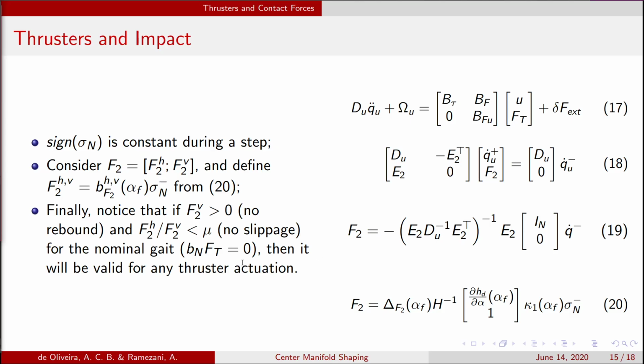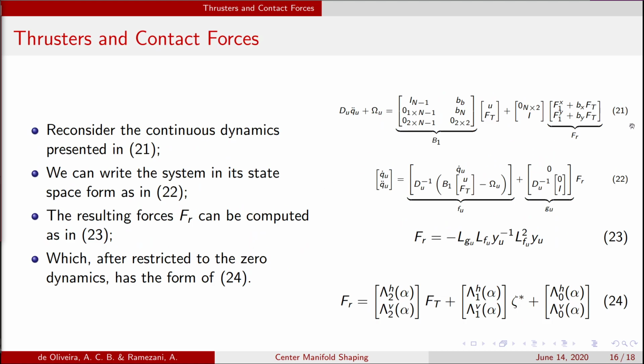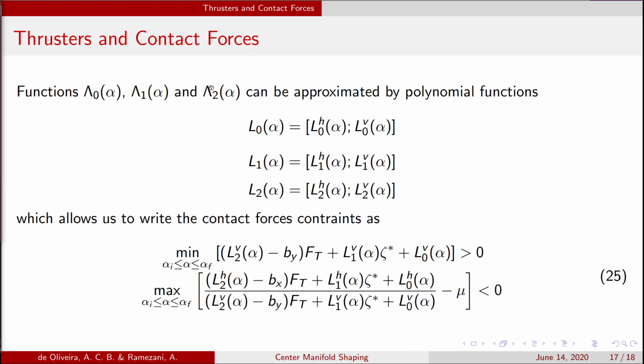Looking at the contact forces during the continuous phase, we consider again the unpinned model in equation 21, which can be written in state space form as in equation 22, where Fr is the resulting force from the contacts and the thrusters, and it can be computed from equation 23, which is then written as equation 24 once restricted to the zero dynamics. Again, notice that the complex nonlinear terms are all functions of alpha and invariant under thruster actuation. As such, those functions can be approximated by polynomials or even simpler nonlinear functions offline and then be used to build an optimal controller that computes both magnitude and direction of the thrusters and that give the desired influence over the zero dynamics B and Ft while still complying with the approximated ground contact constraints in equation 25.